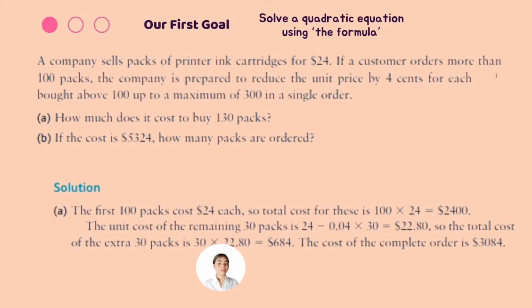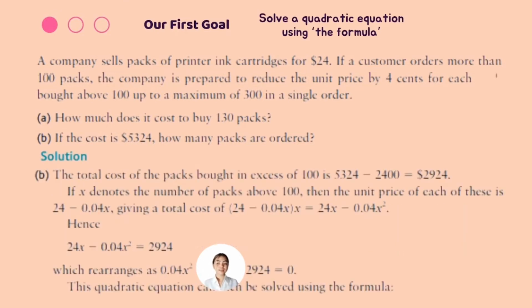So the first 100 packs cost $24 each. So the total cost for this is 100 times 24, which is equal to $2,400. The unit cost of the remaining 30 packs is 24 minus 0.04 times 30, which is equal to $22.80. So the total cost of the extra 30 packs is 30 times 22.80, which is equal to $684. So the cost of the complete order is $3,084.